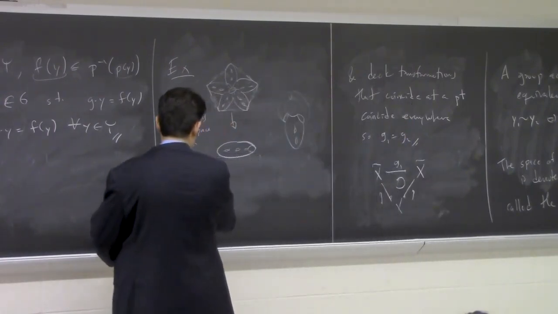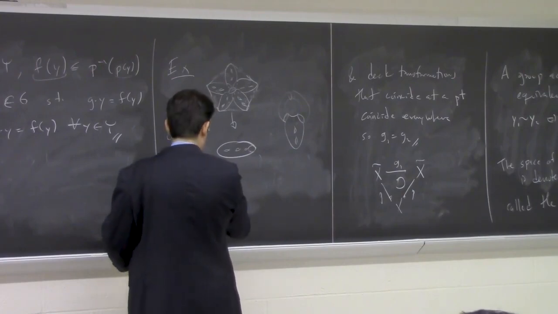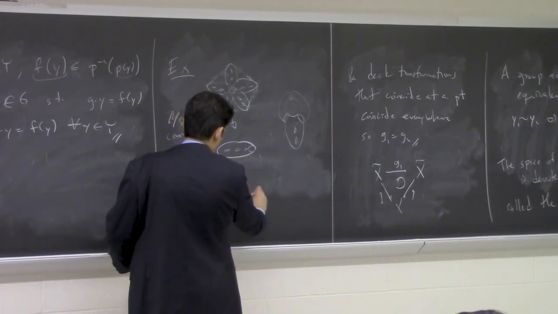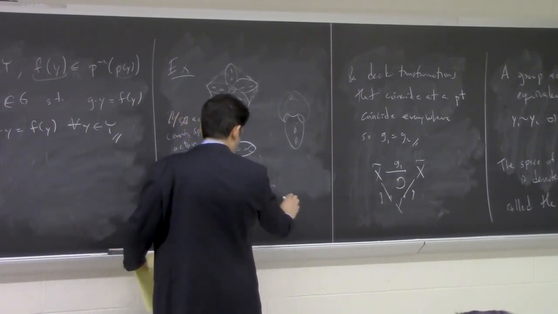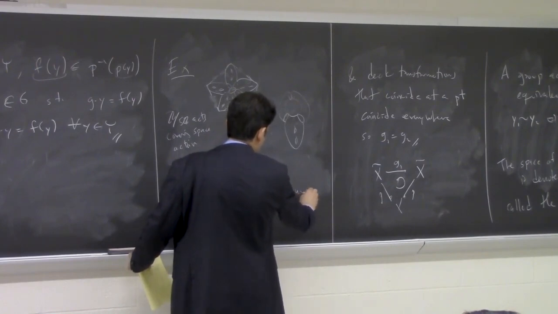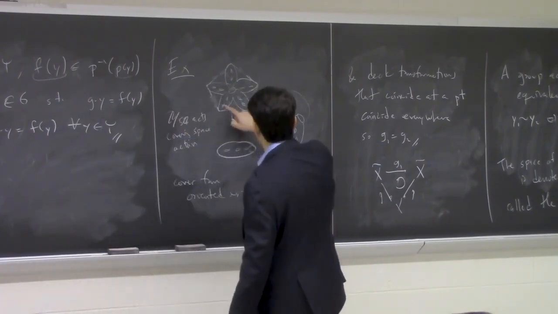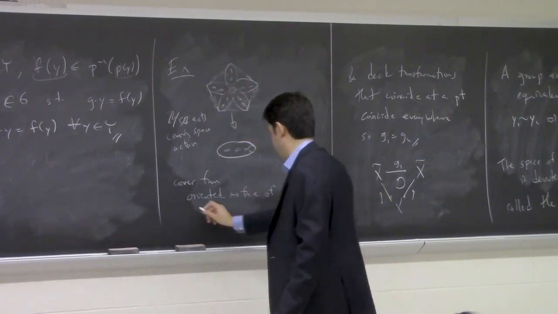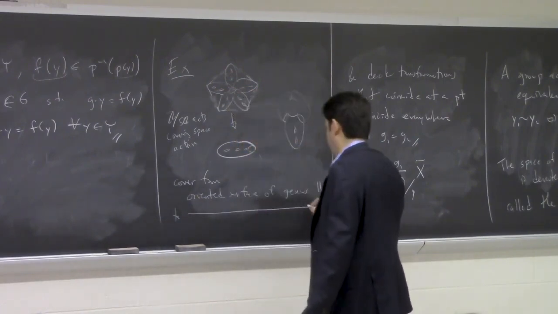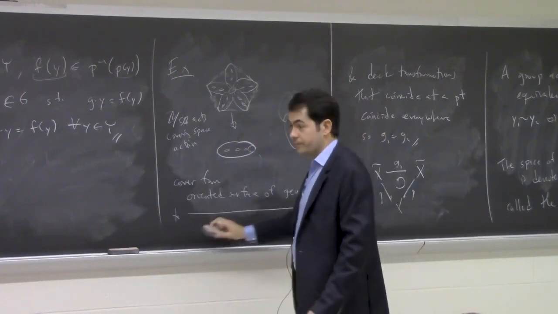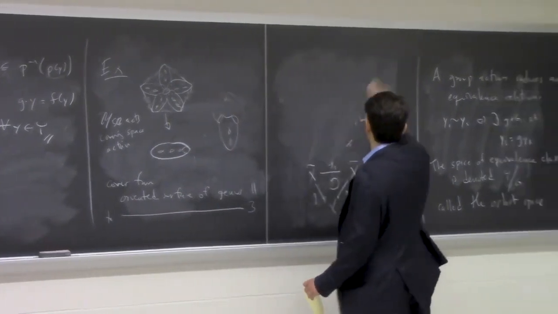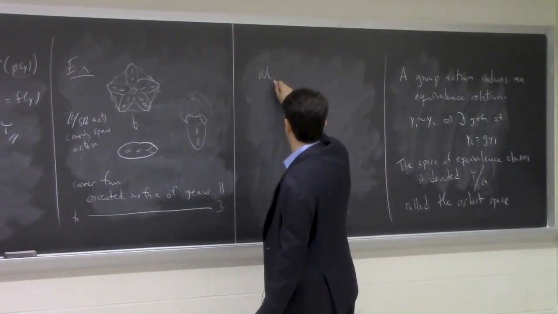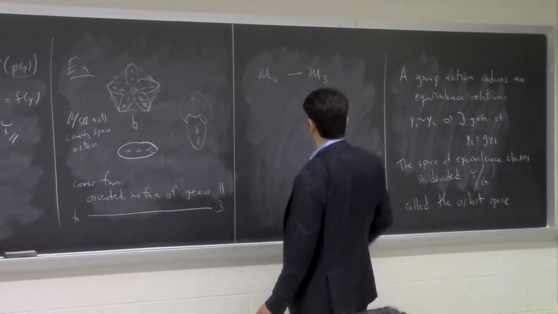This gives us a cover from the orientable surface of genus, so in this case, we have 1, 2, 3, 4, 5, 6, 7, 8, 9, 10, 11, to the oriented surface of genus 3. All right, so we could denote that, say, M11 to M3.